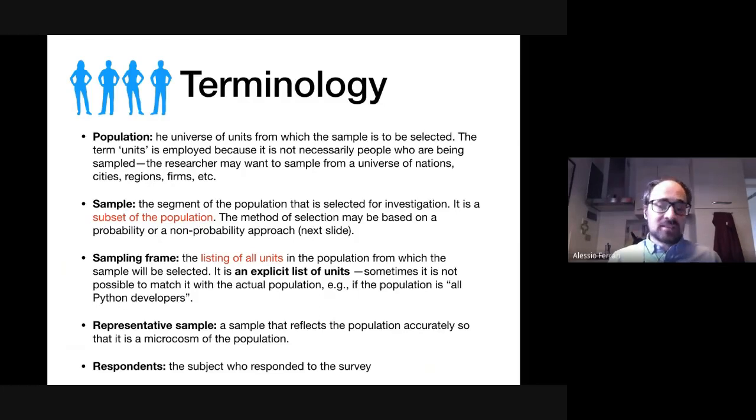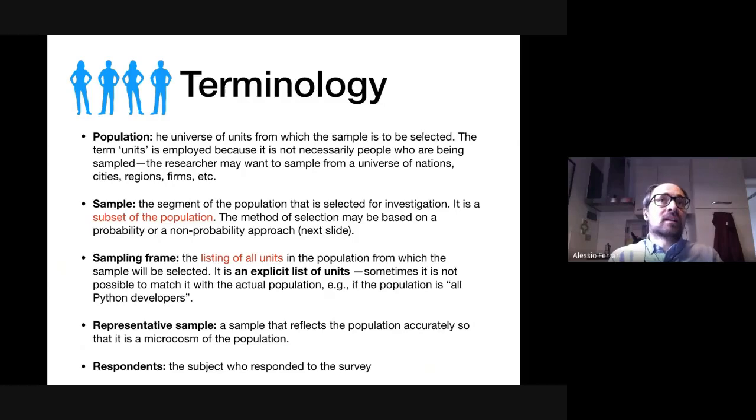The representative sample is a sample that reflects the population accurately, so that it is a microcosm of the population. So you want, based on a sample of the population, to infer information about the entire population in a way that the information that you derive from that little sample is sufficiently representative of the population, in the sense that if you repeat the questionnaire another time, you will get approximately the same answer.